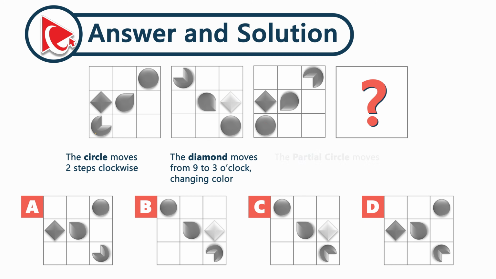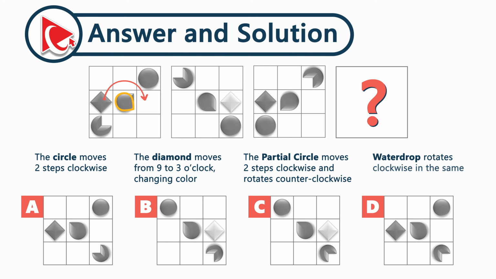lighter color. The partial square also moves 2 steps clockwise, but in addition, it rotates counterclockwise. It starts in the bottom left corner, then goes into the upper left corner, then continues to the upper right corner, and in the target object, it will be in the bottom right corner. The only remaining shape is the water drop, and as you can see, the water drop rotates clockwise in the same position. Knowing all of this information, let's build the target object.